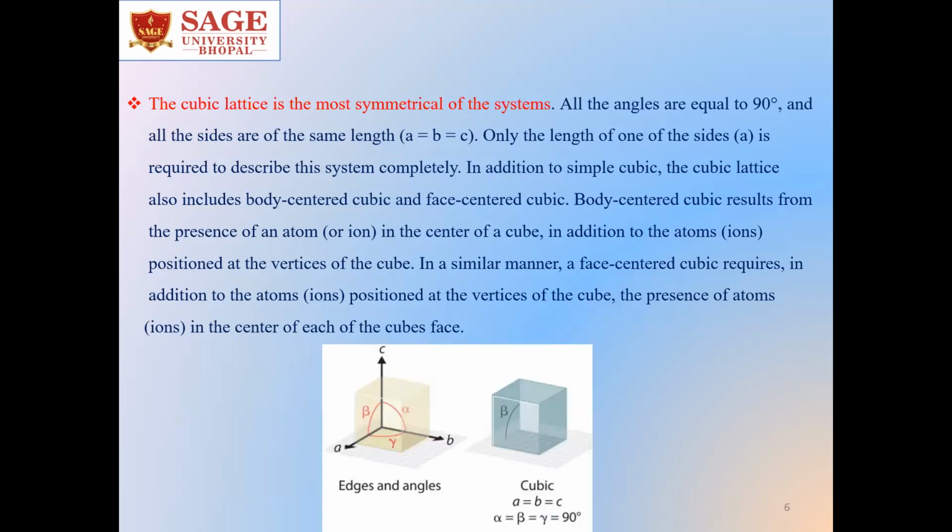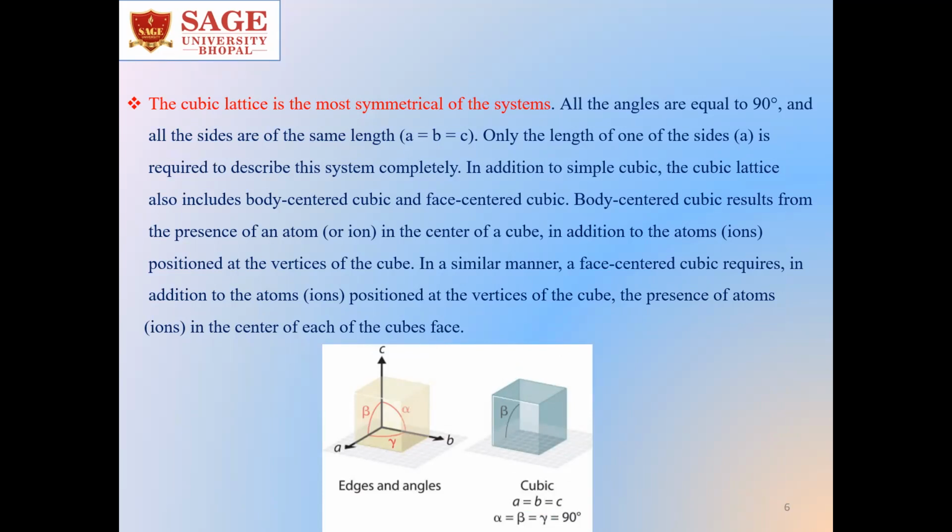So in case of cubic lattice, this is the most symmetrical of the systems. All the angles are equal to 90 degrees and all the sides are of the same length. Only the length of one of the sides is required to describe this system completely. In addition to simple cubic, the cubic lattice also includes body-centered cubic and face-centered cubic.